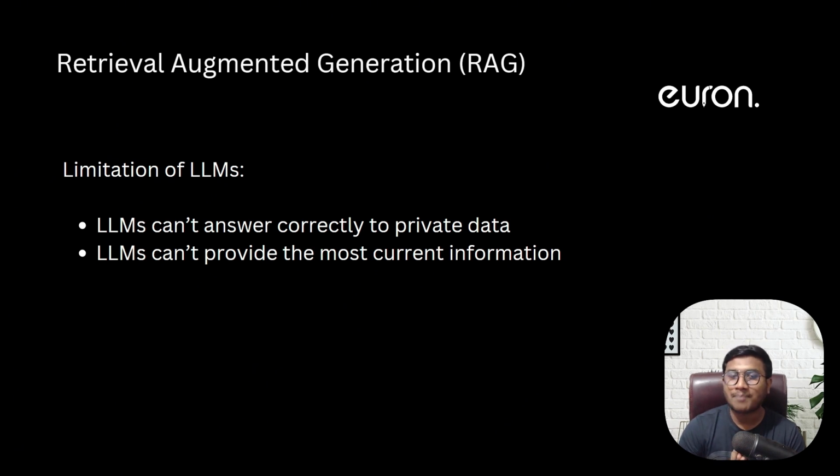But I want to create an application that will also be able to give answers related to private data as well as current information. So how can it be done? We can do it with the help of the RAG concept, that means Retrieval-Augmented Generation. Now let's see how RAG works.